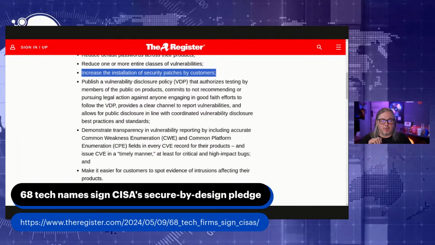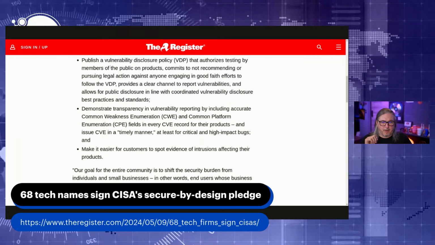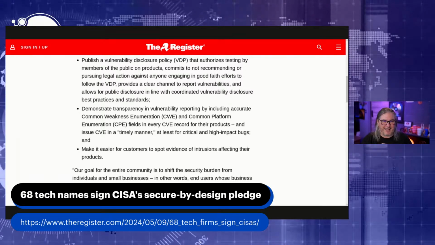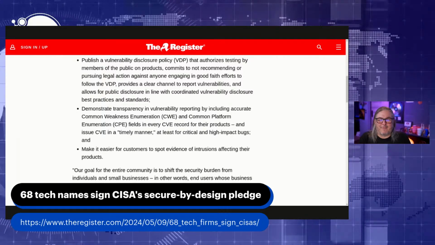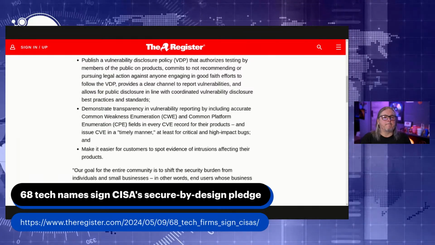Publish a vulnerability disclosure policy that authorizes testing of members of the public on products, commits to not recommending pursuing legal action against anyone engaging in good faith efforts to follow the VDP. I think this has been something that's a massive change.